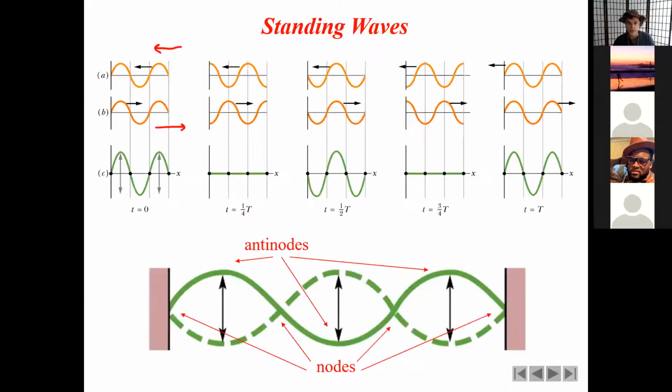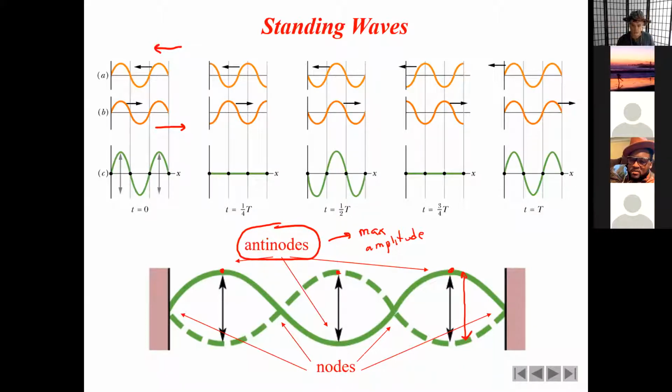But a few things in terms of language. An antinode. This is a region where the amplitude is a maximum. So this is the max amplitude. And so this right here would be an antinode. This right here would be an antinode. This right here would be an antinode. This is where the string is moving up and down the most, is where constructive interference happens.